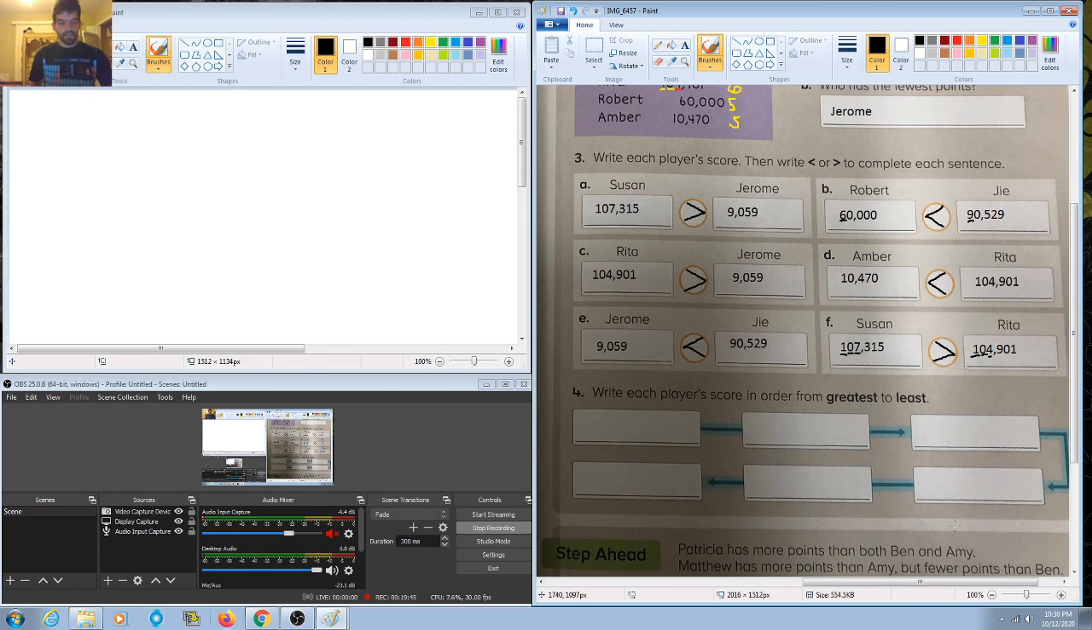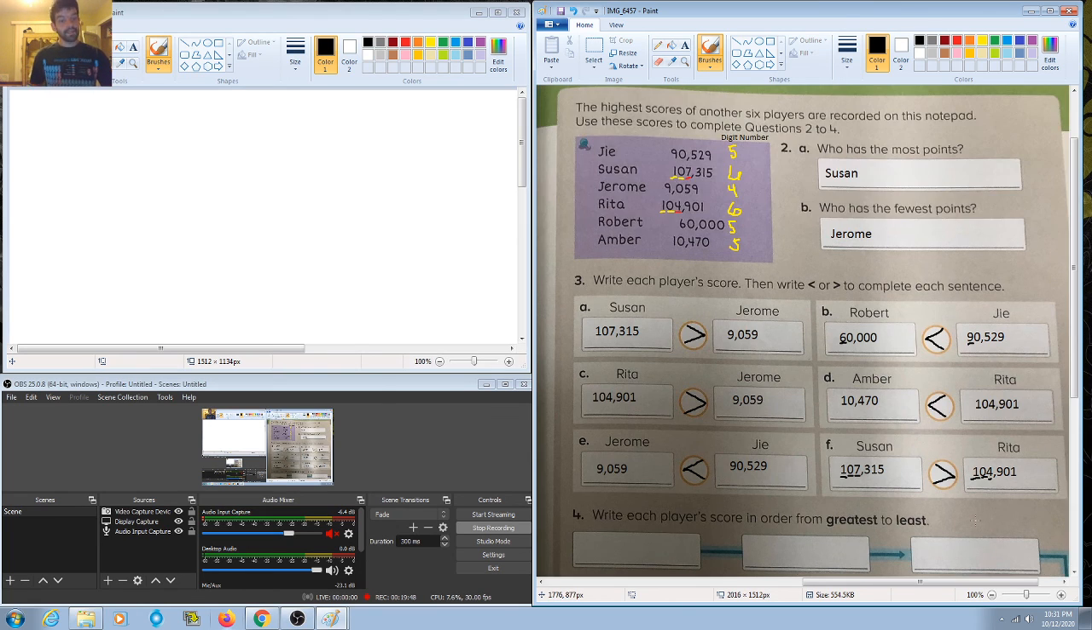So now it says write each player's score in the order from greatest to least. Okay, so this is where we want to be a little careful too. We know that Susan scored the greatest number of points.